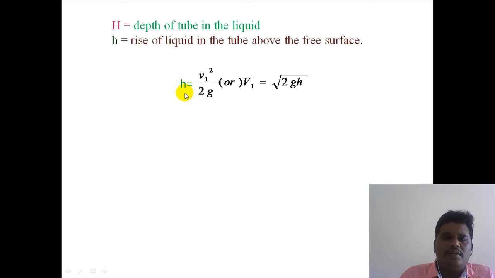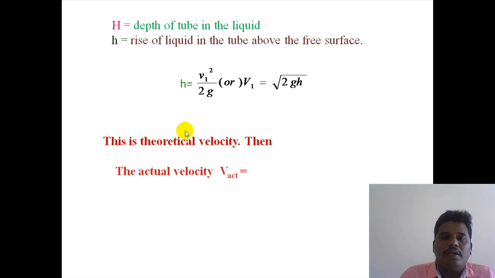This is a theoretical velocity. Why? Because we are not considering the losses. Whenever we consider the losses, that velocity becomes the actual velocity. The actual velocity is obtained by multiplying with a coefficient: the coefficient of velocity multiplied by the square root of 2gH. Here Cv is called the coefficient of the Pitot tube. The coefficient of the Pitot tube varies from 0.6 to 0.7.